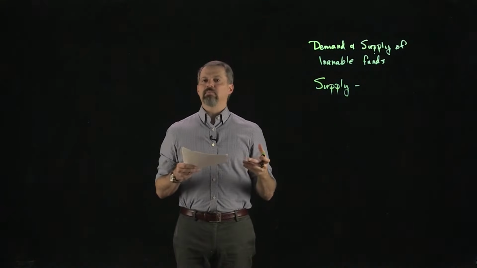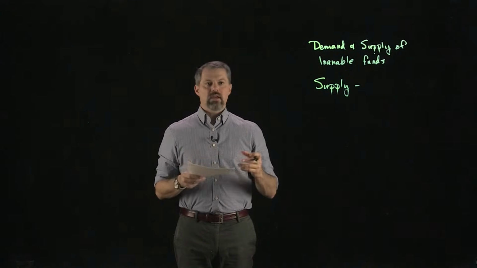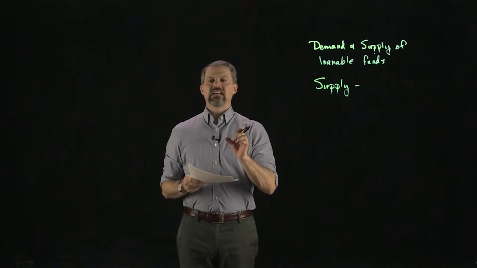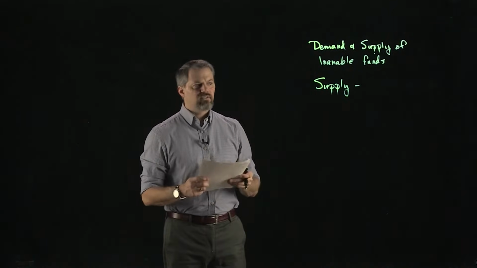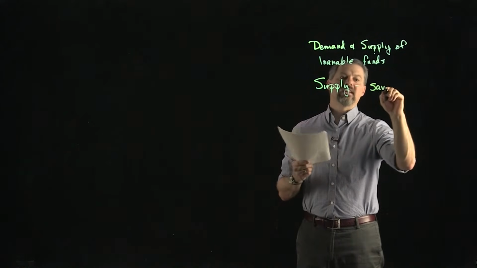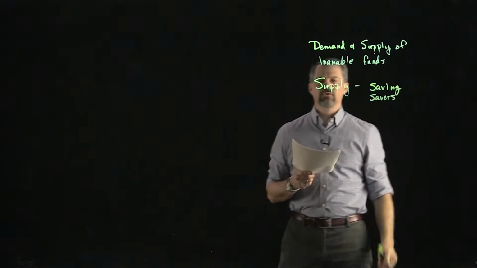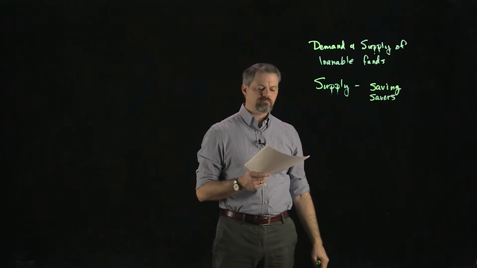The supply of loanable funds comes from the people who are saving some of their purchasing power for the future. So they maybe have more income than they need to spend right now, and so they save it by buying a stock or a bond or putting it into a checking account or a savings account. So saving is the source of loanable funds. It's savers. Those are the people represented by the supply of loanable funds.